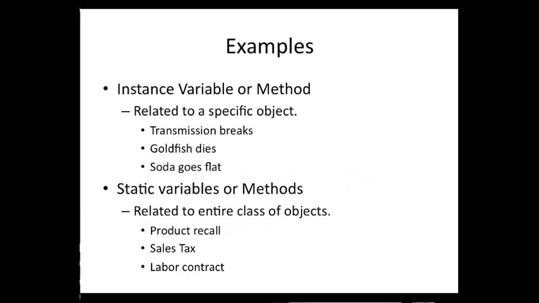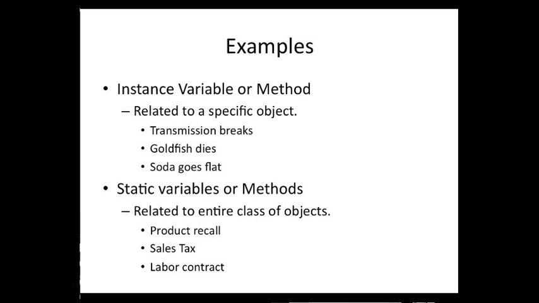So again, just to simplify all this, when we say instance variable or method, what we mean is that these items are related to a specific object. Let's say my car, it's one car, it's my car, the transmission breaks. My transmission broke, yours is probably still running fine. Let's say I have a pet goldfish. My pet goldfish dies. Well, if you have goldfish, your goldfish are still living, because these are single instances of a transmission and a single instance of a goldfish, and they're only affected in that single instance. And if I'm drinking a soda and my soda goes flat, well, your soda didn't go flat. You might not even have opened it and started drinking it yet. So these are instance variables or methods. Single instances, things happen to just that one instance.